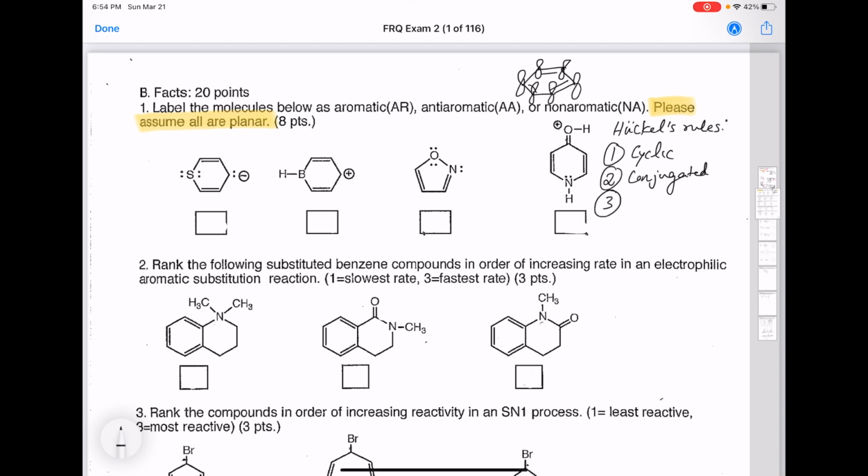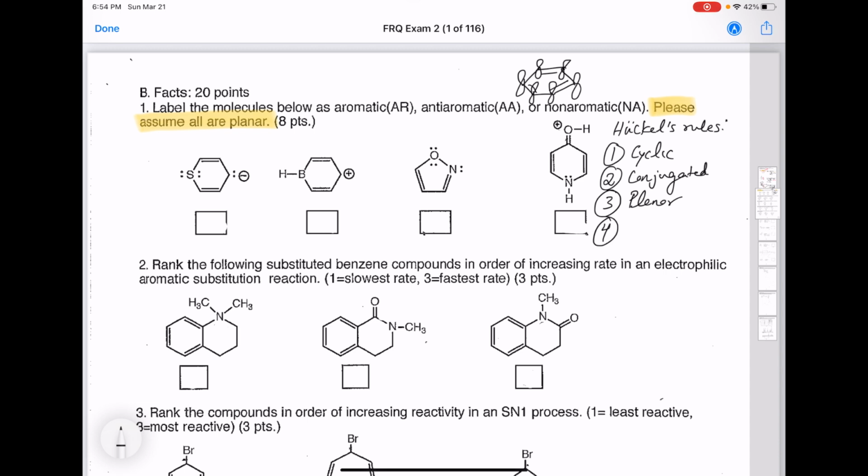Now the third criterion is that the molecule is planar. And here's where the assumption comes in. Since we are allowed to assume that all of these molecules are planar, then we know for sure that we can tick that box off for all four of these molecules.